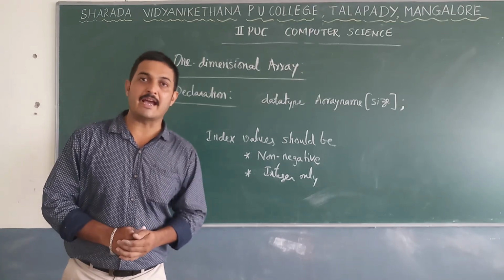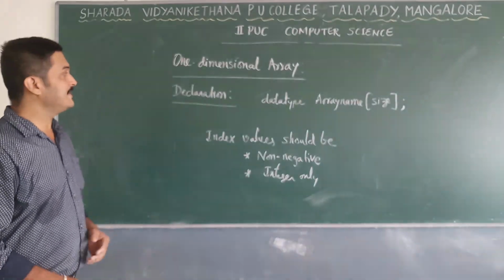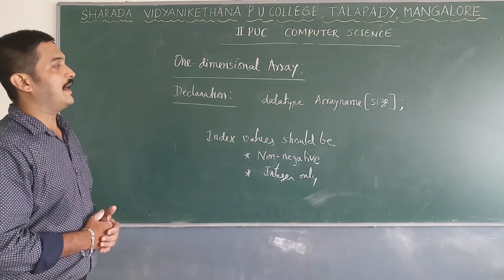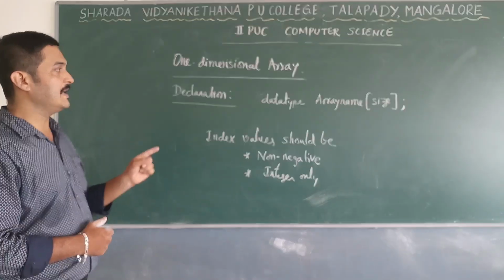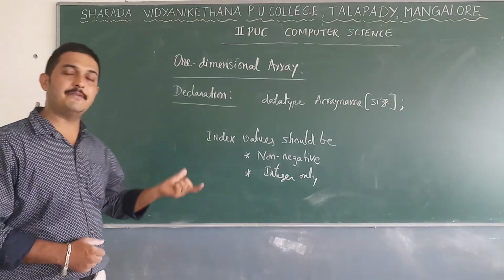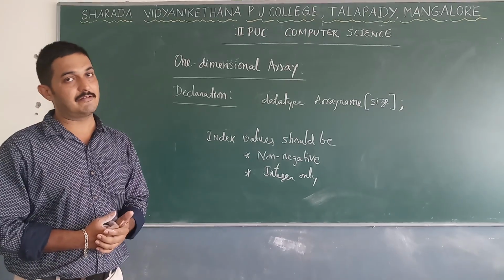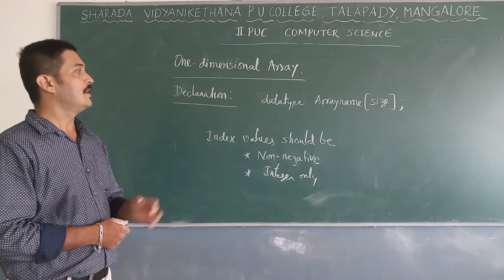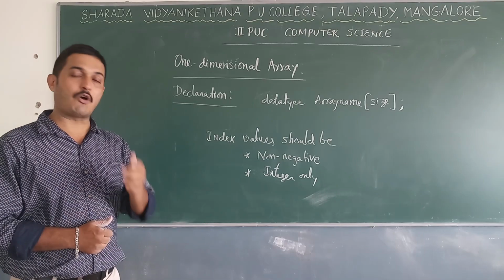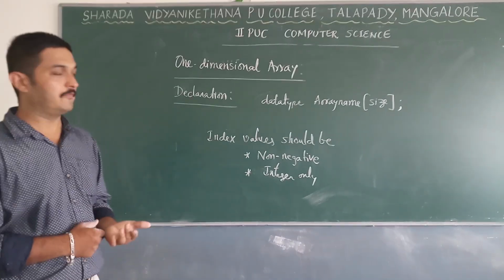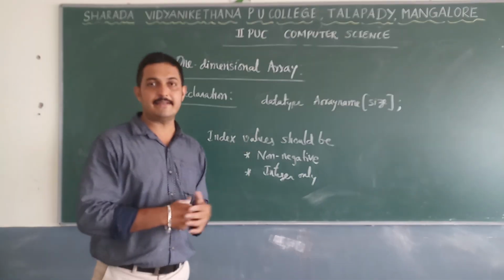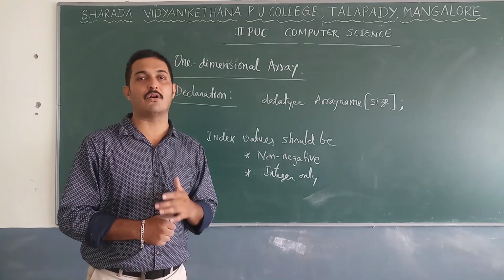One-dimensional array can be declared like this, and its syntax is data type, array name and size. Data type may be any data type: built-in data type, derived data type, user-defined data type. Next, array name. Array name may be a variable name also, and its size. Size indicates total number of elements.